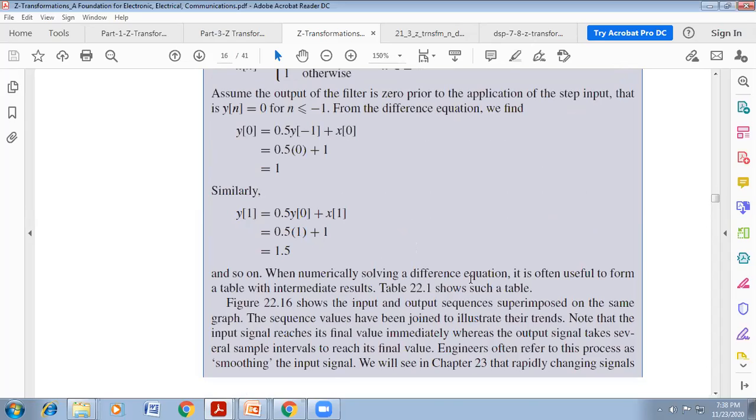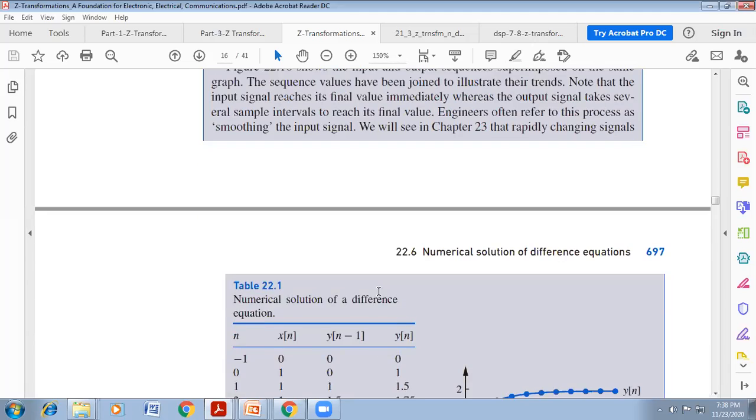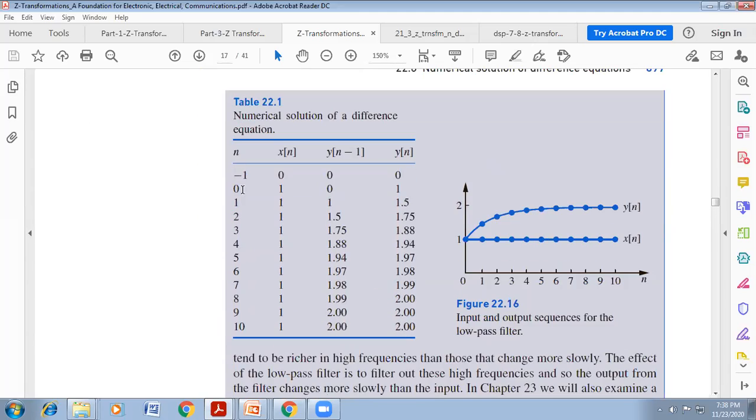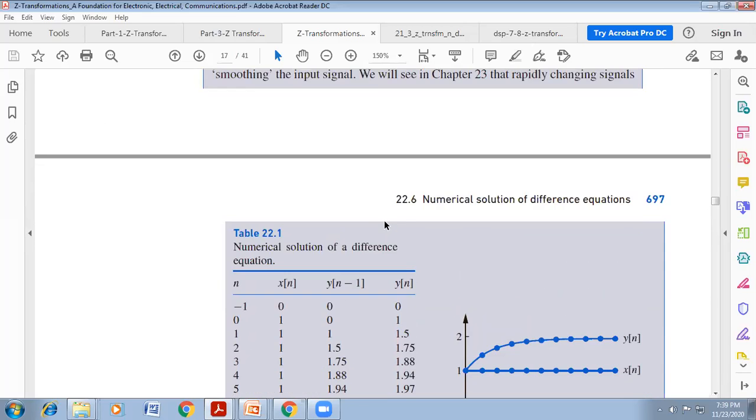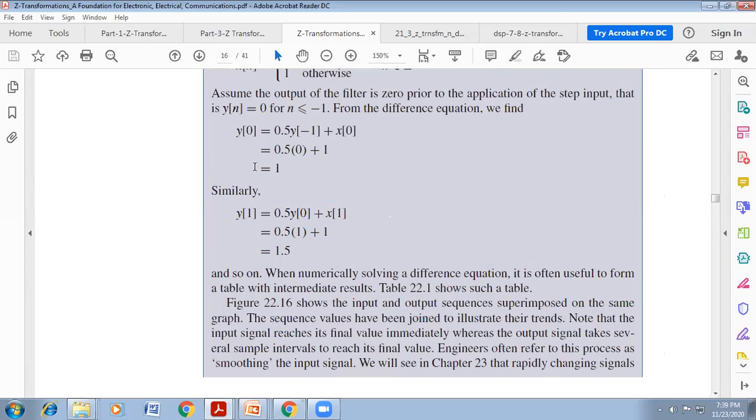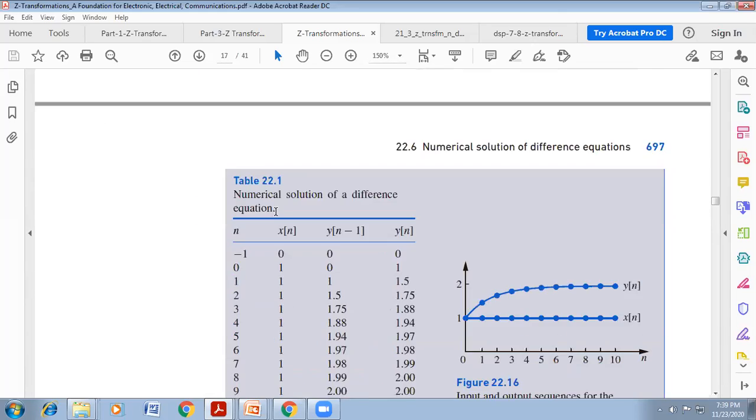When numerically solving a difference equation, it is often useful to form a table with intermediate results. It looks like this, for different values of n: minus 1, 0, 1, 2. xn will be this, yn minus 1 will be these values, and yn will be this. You have to practice to find these values. We have found only y0 and y1; y2, y3, y4, etc. you have to find out.